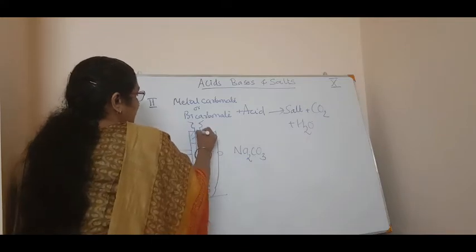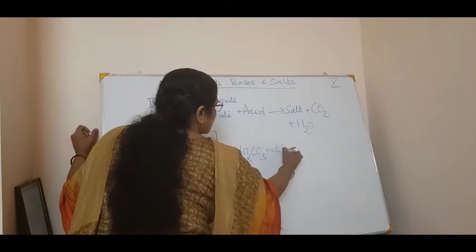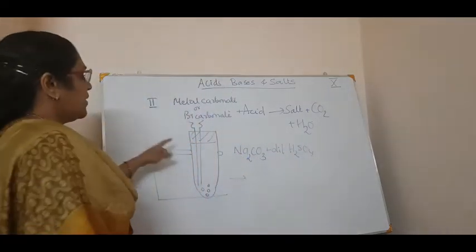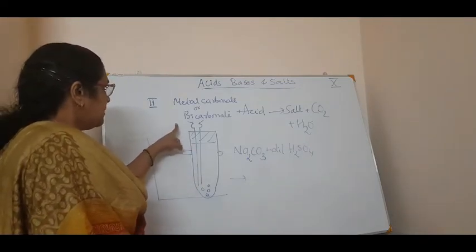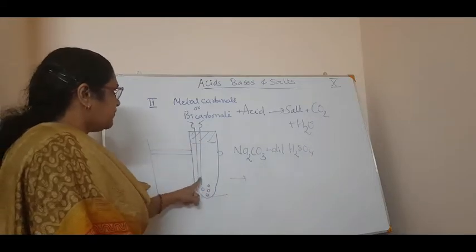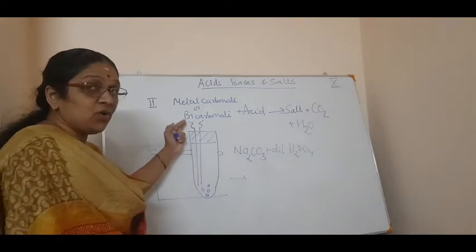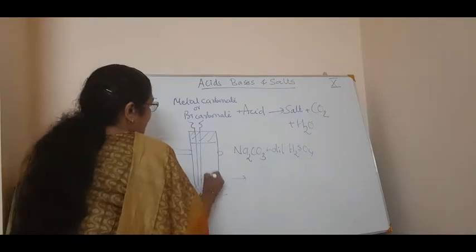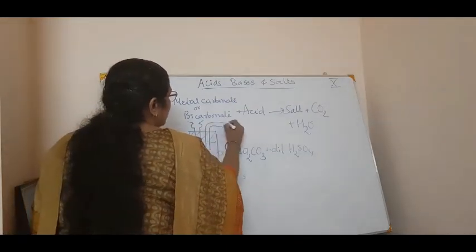add through this funnel dilute HCl or H2SO4, whichever acid you can pour. That is, first you take sodium carbonate, then you add dilute sulfuric acid or HCl, whatever it may be. You do this through the thistle funnel. We call it a thistle funnel. Then you put a tube here. This is called a delivery tube.